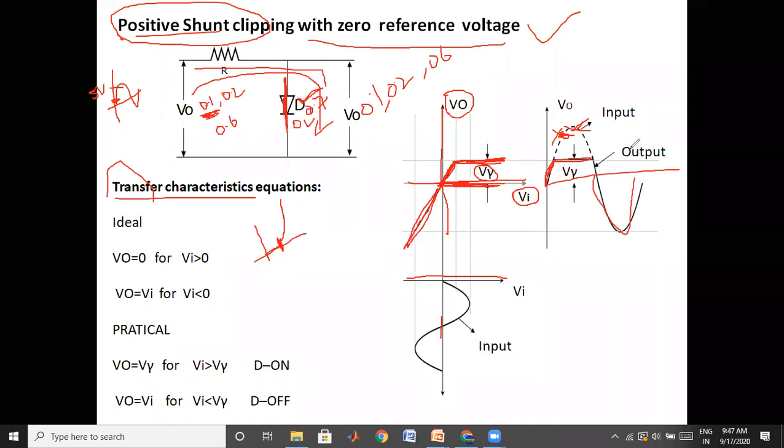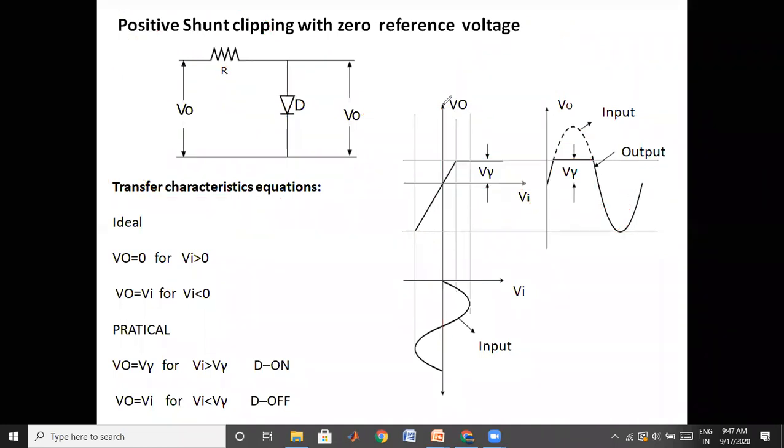Therefore, this waveform which we have seen previously is your transfer characteristic. This one you have to draw. Transfer characteristics of a positive shunt clipper. Transfer characteristics is nothing but the output versus input. On the x-axis you take the input, and on the y-axis you take the output. Once again, I explain the transfer characteristics: on the y-axis, we draw the output voltage, and on the x-axis, we draw the input voltage.